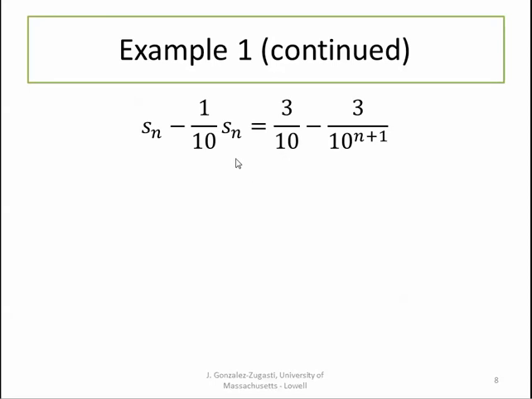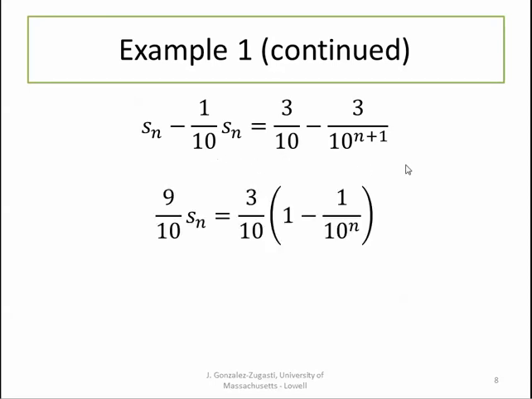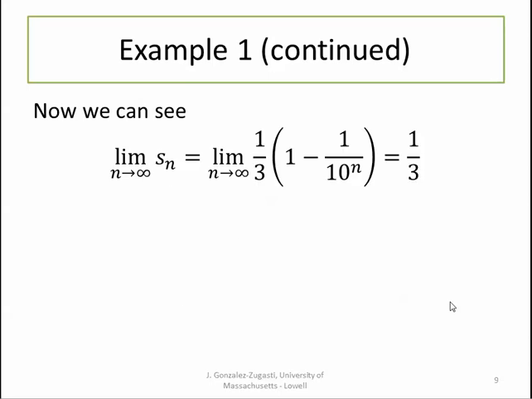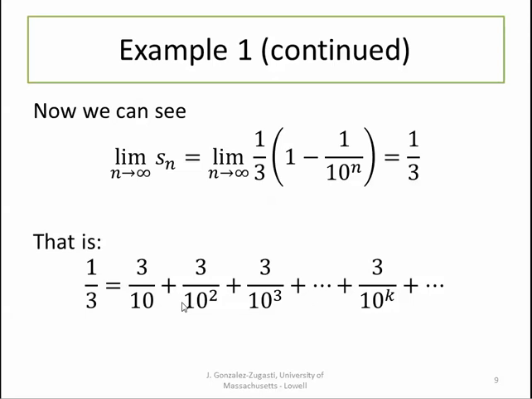Now taking this equation, on the left-hand side I can factor out an S sub n and then simplify to get 9/10 S sub n. And on the right-hand side, I'll factor out a 3/10 to get this equation here. And then to solve for S sub n, I'll multiply by 10/9, which gives me this formula for my S sub n's. Now that I have a formula for my S sub n's, I can go ahead and find the limit as n goes to infinity. As n goes to infinity, my S sub n's tend towards the value of 1/3. So we can say that the sum of this infinite series is equal to 1/3.